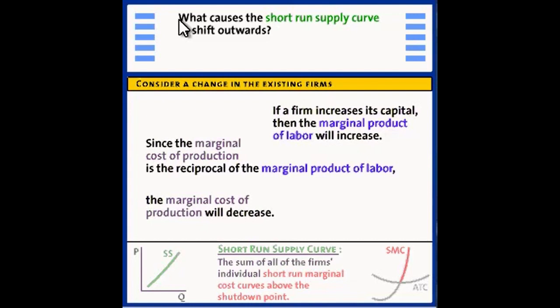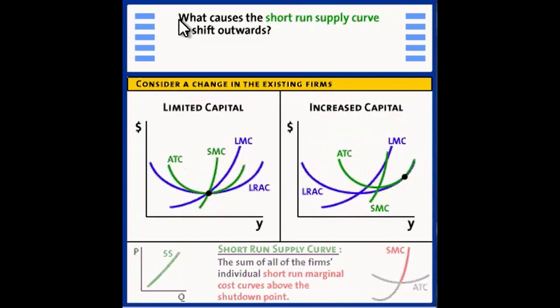It's like we're moving from this particular set of marginal cost curves to this other set of marginal cost curves that are further up the long-run average cost curve that have a lower marginal cost because the marginal product of labor is higher. Now, that's a roundabout way of saying that one thing that can shift out the short-run supply curve is if the existing firms get more capital.